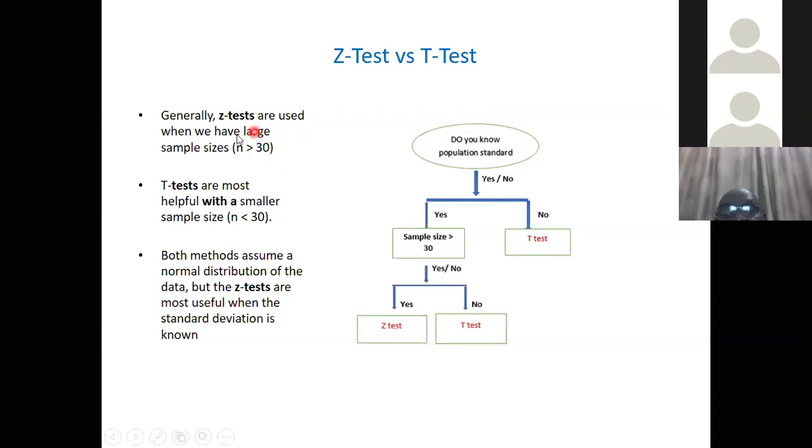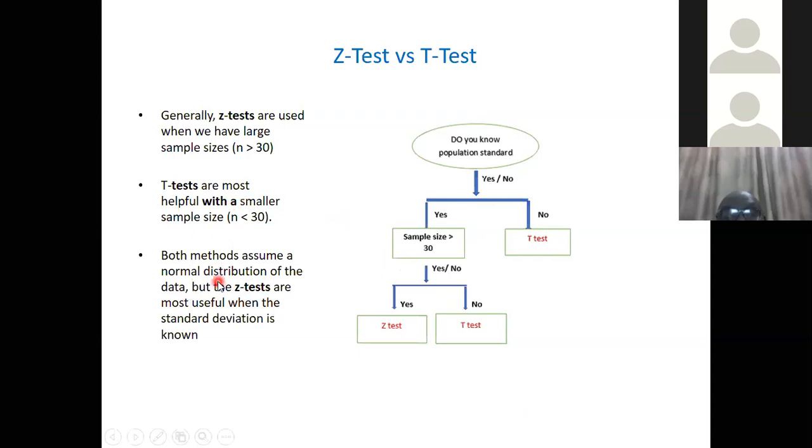Generally, Z tests are used when we have a large sample size greater than 30. The T tests are more helpful with smaller sample sizes. And that was the reason Gosset invented it. He discovered that for smaller sample sizes, Z would not be appropriate. I think he discovered it because this thing exists somewhere, and it's we who didn't know, the people that didn't know before.